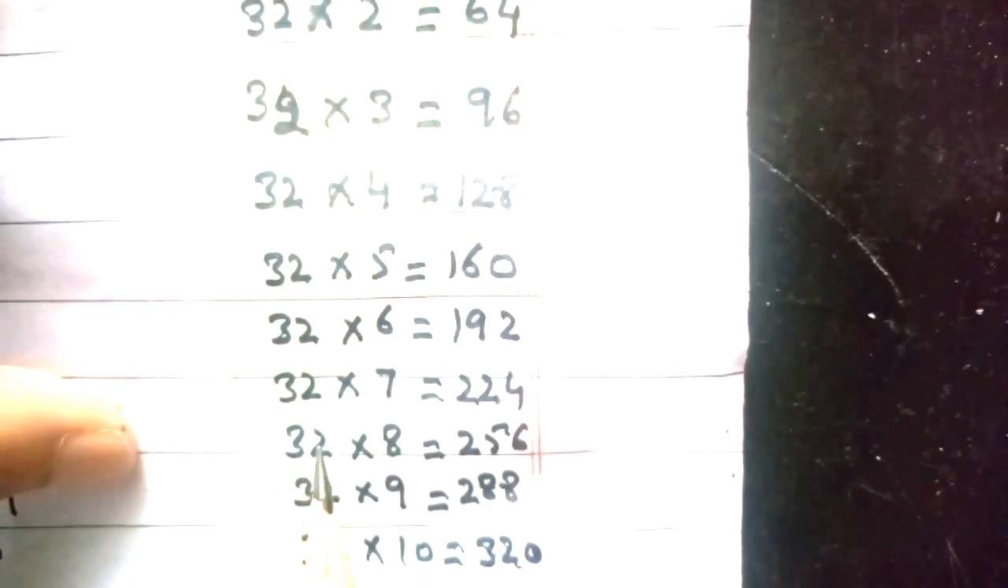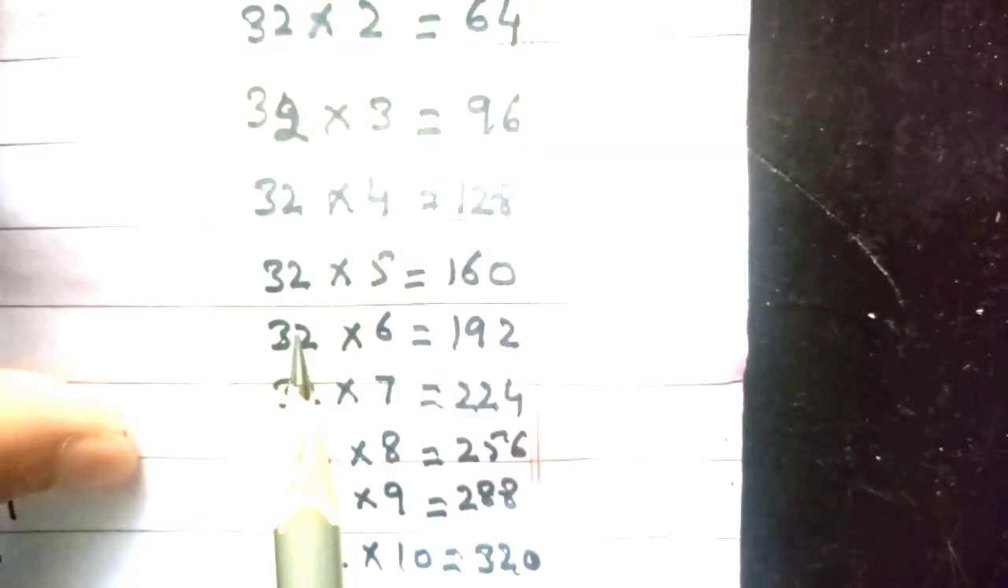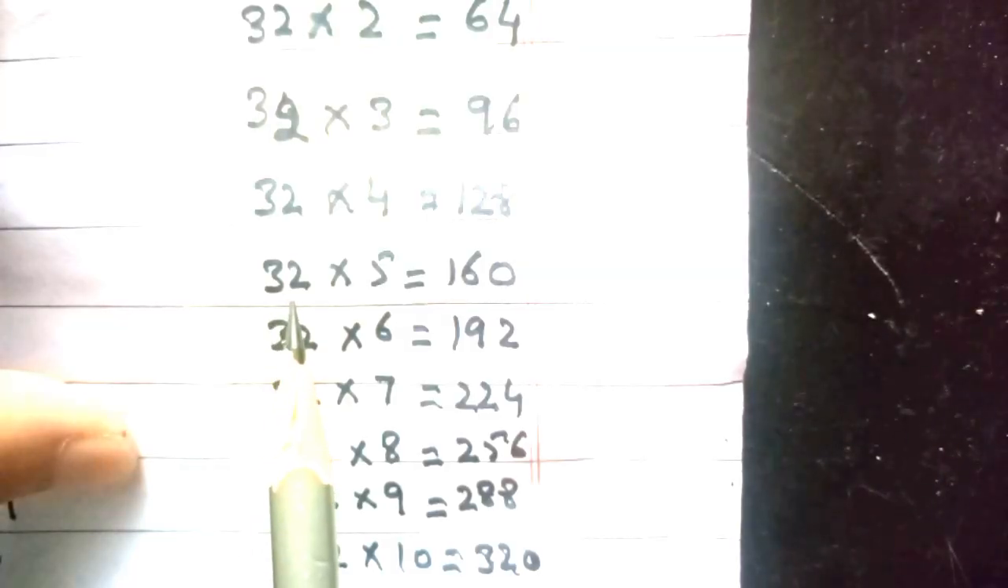There are a lot of questions in mathematics in which the table of 32 is used. So it is a very important table. In most cases where the questions are solved in mathematics, we use the table of 32.